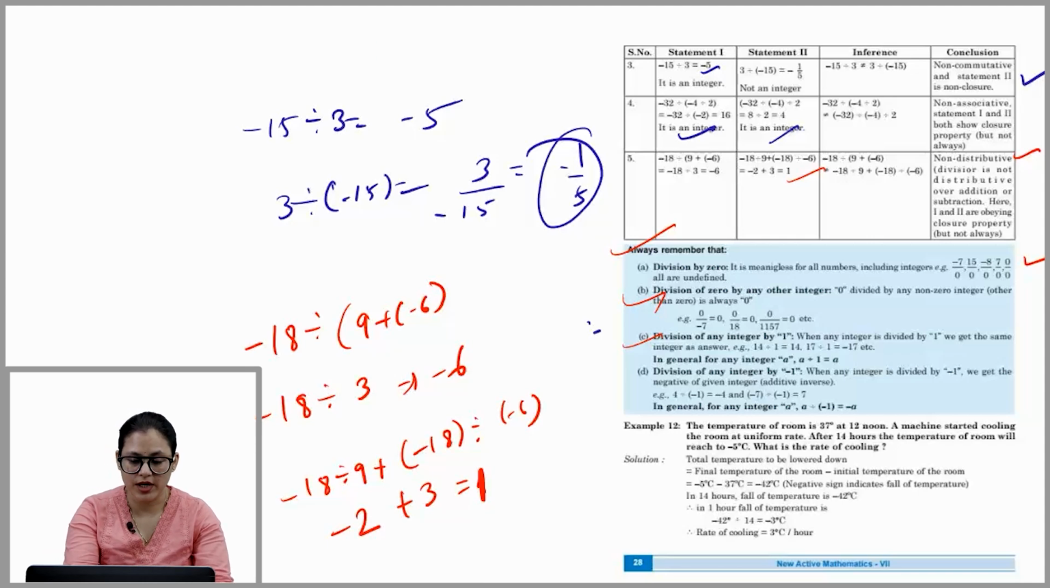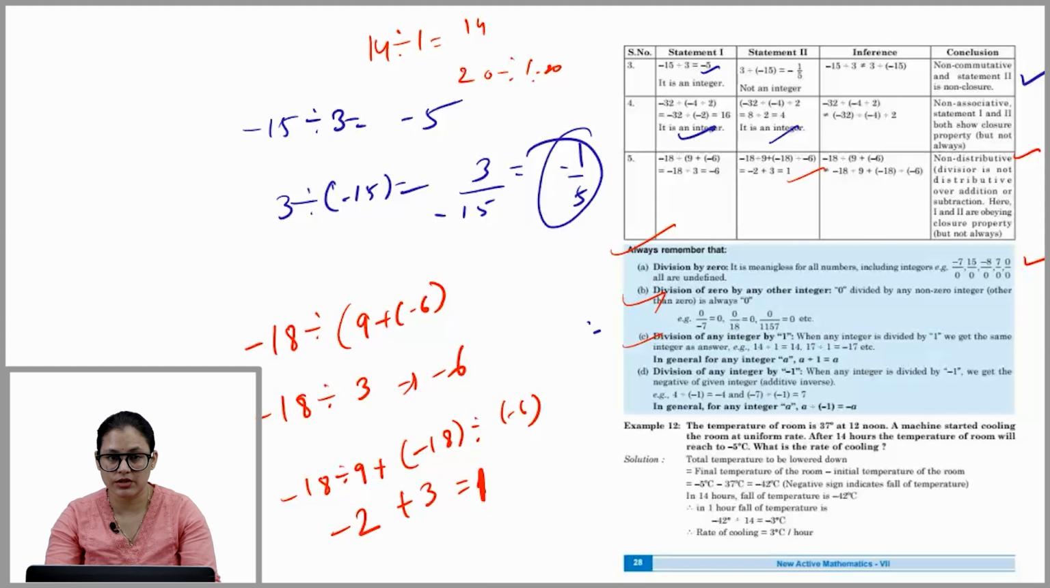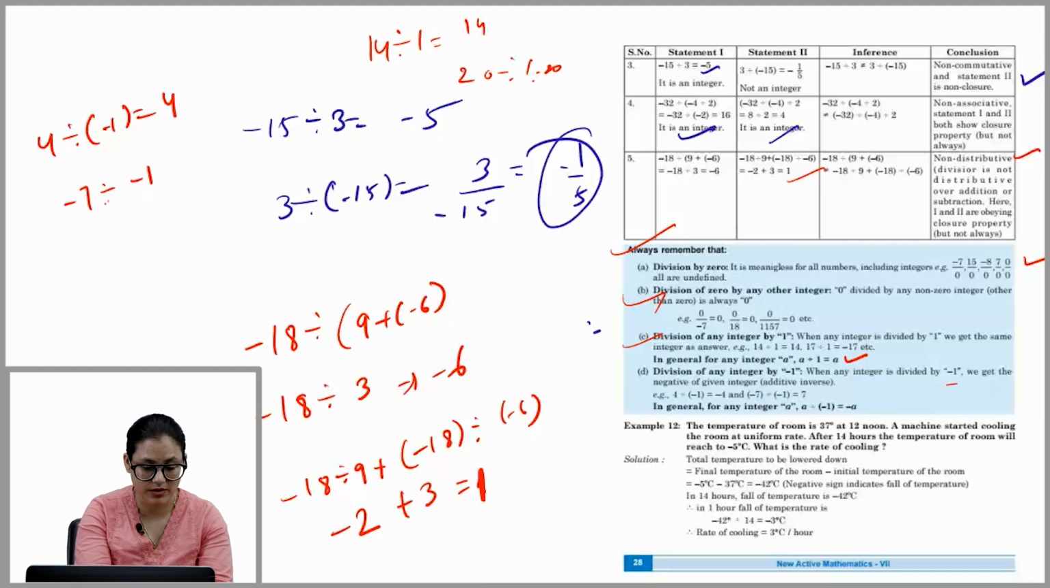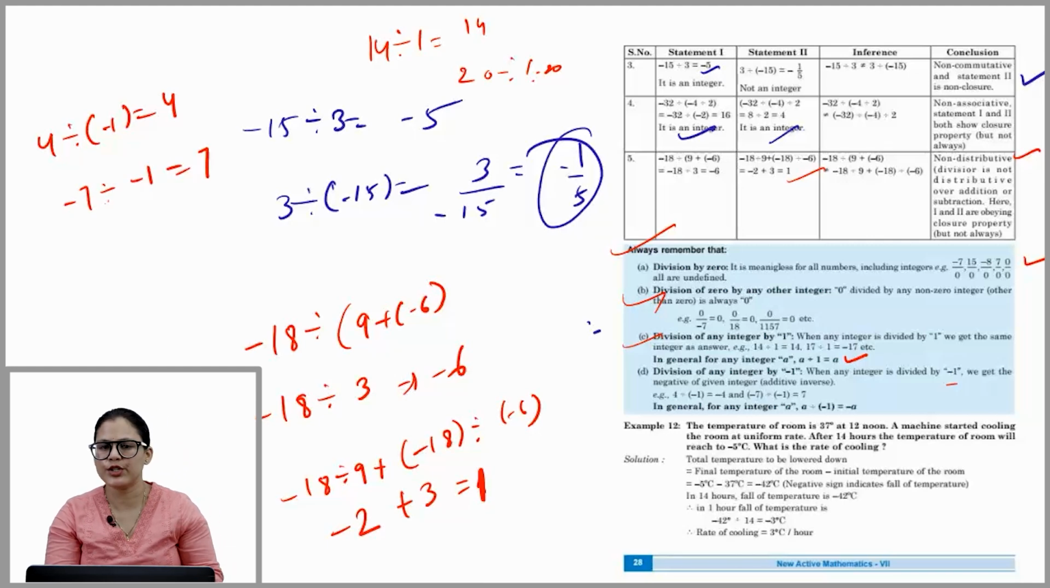When any integer is divided by 1, we get the same integer as the answer. Example: if you divide 14 by 1, you get 14. If you divide 20 by 1, you get 20. In general, for any integer a, a divided by 1 is equal to a. D. Division of any integer by minus 1. When any integer is divided by minus 1, we get the negative of the given integer, that is the additive inverse. See, minus 4 divided by minus 1 is equal to 4, and 7 divided by minus 1 is equal to minus 7. So in general, for any integer a, a divided by minus 1 is equal to minus a, right?